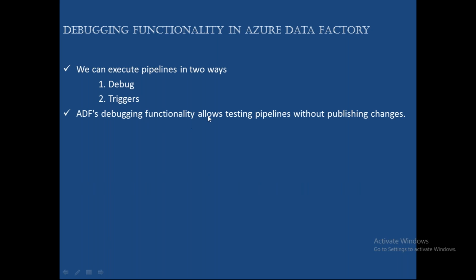See, ADF debug functionality allows testing a pipeline without publishing changes. You don't need to publish or save these changes. Without saving them, you can test whether your pipeline is working or not.